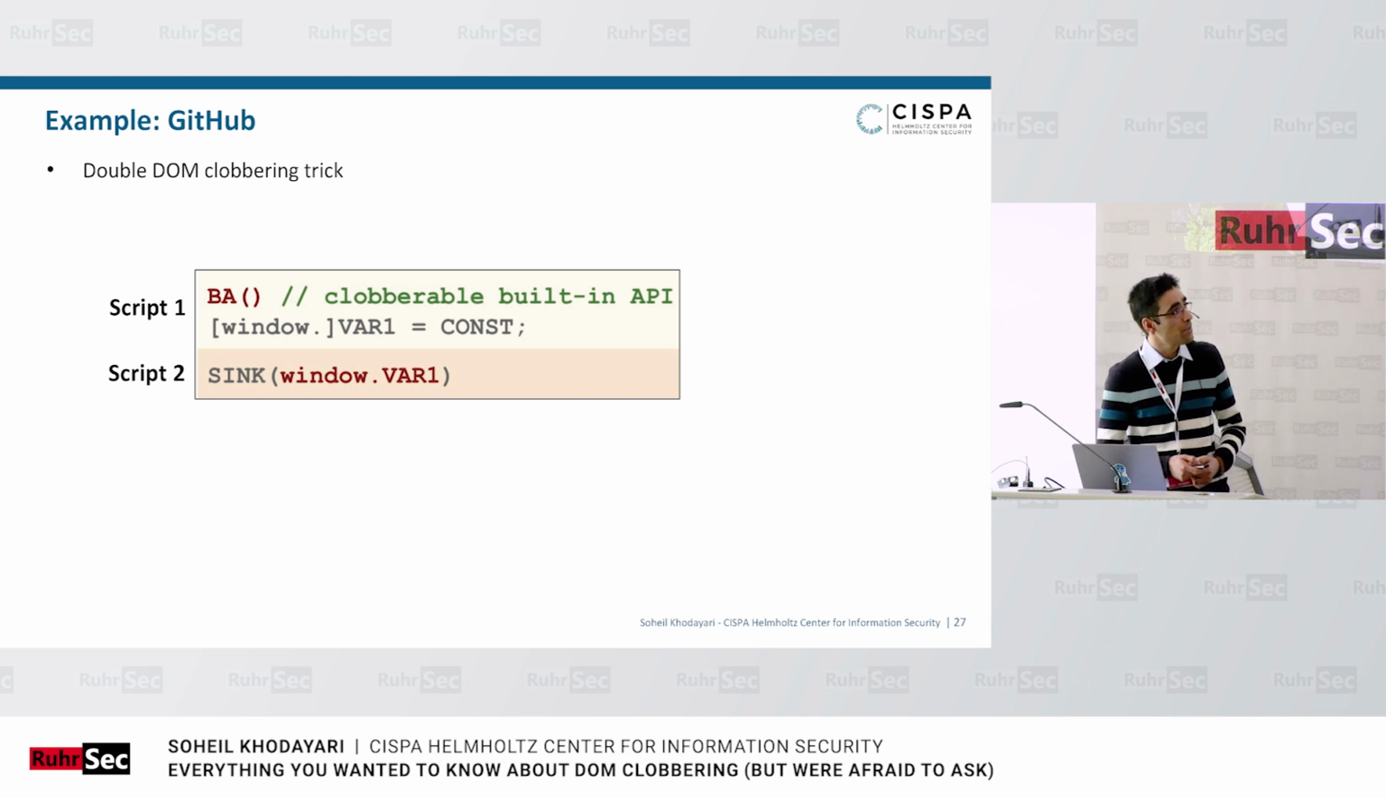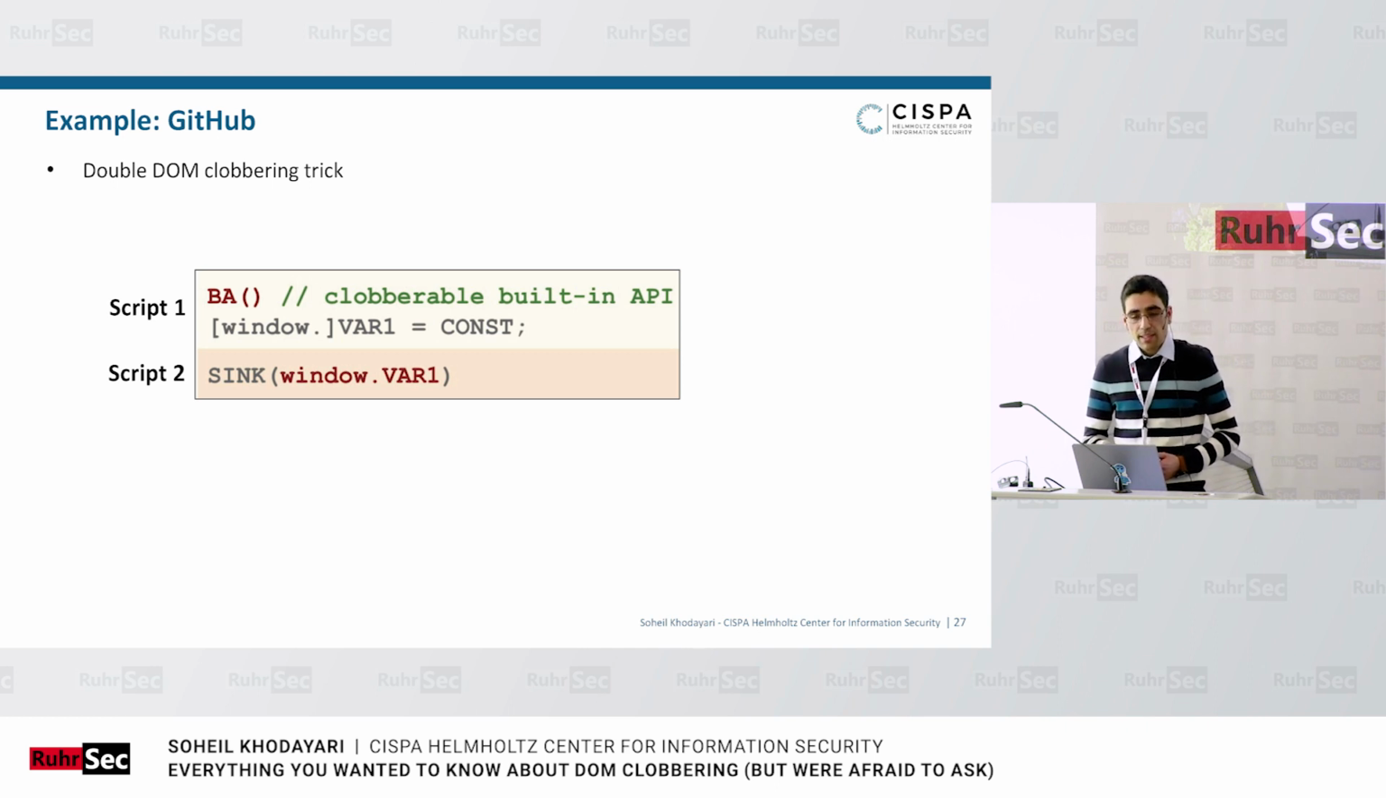In the first script, you have a built-in API, which is clobberable in a certain browser. And then the same script basically creates a variable on window or document, and then assigns it to a constant value. And then the second script actually reads that value, which was defined in the first script.